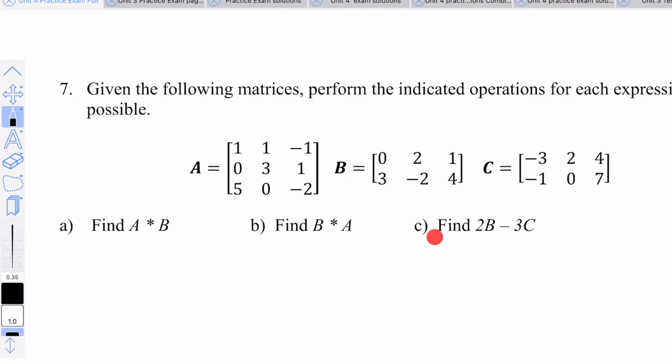Okay, so we have some matrix operations they're asking us to perform. A times B, we need to check the dimensions. A is a 3 by 3. Matrix B here is 2 rows and 3 columns, so that's a 2 by 3. Notice here that the dimensions don't match. That one's not possible. Now for B times A, B, like I said, is a 2 by 3, A is a 3 by 3. So those inside dimensions match, so this one's possible.